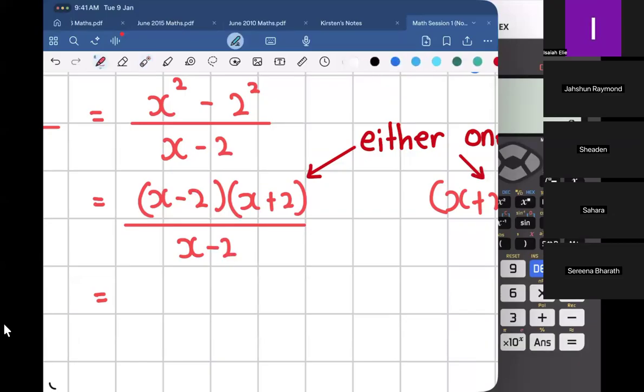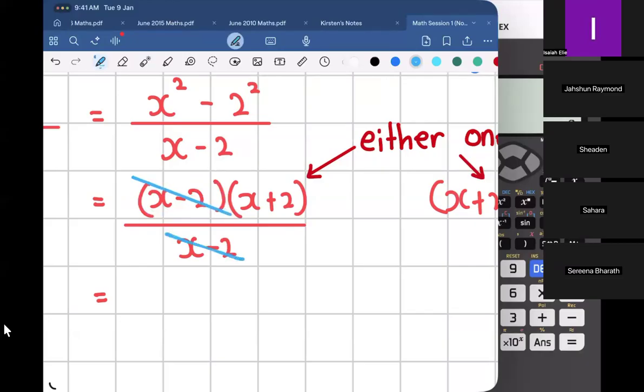So Shayna, what does it have in common between the top? When I say in common, I'm not talking about the terms separately, I'm talking about this whole thing. So when I ask you if there's anything in common, you're not going to say x in common. You're going to say the whole thing in the brackets. So Joshua, is there x minus 2 in the bottom? Yes, sir. So we can cancel that off.